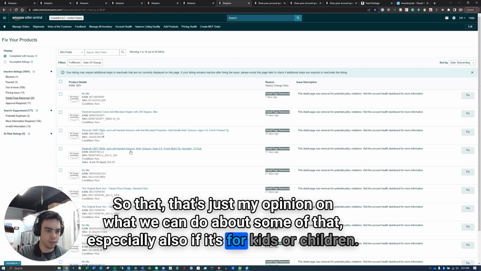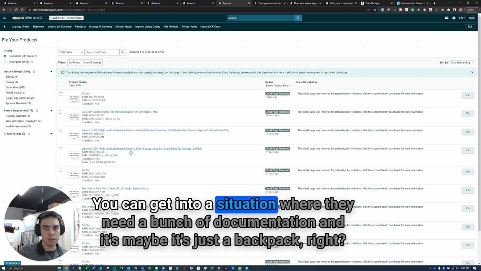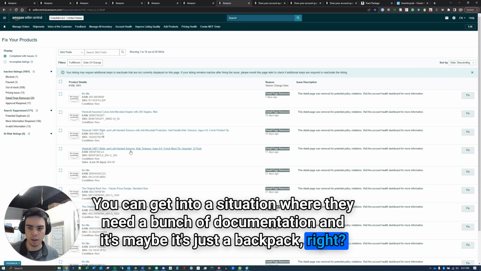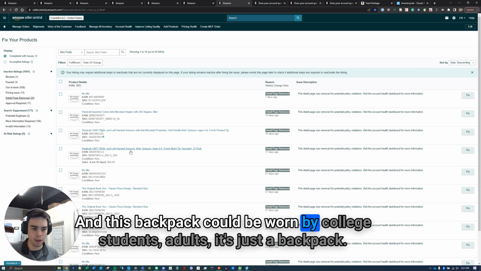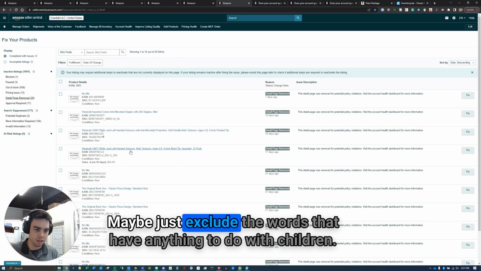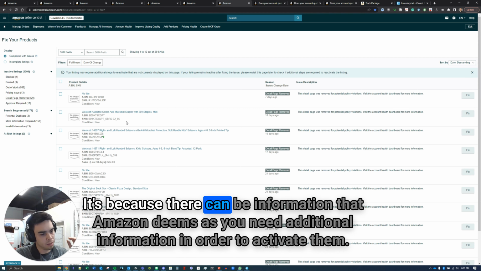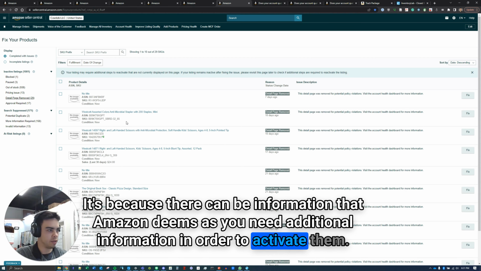Especially if it's for kids or children, you can get into a situation where they need a bunch of documentation, and maybe it's just a backpack, right? And this backpack could be worn by college students, adults. It's just a backpack. Maybe just exclude the words that have anything to do with children. Why do pages get taken offline? It's because Amazon deems that you need additional information in order to activate them.